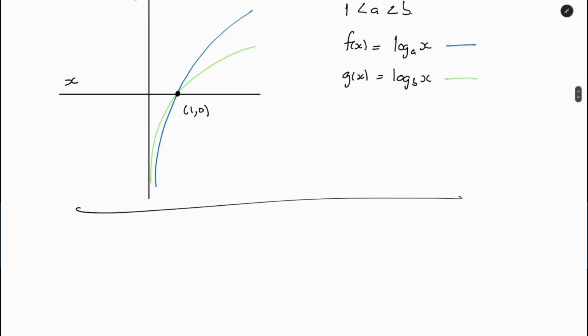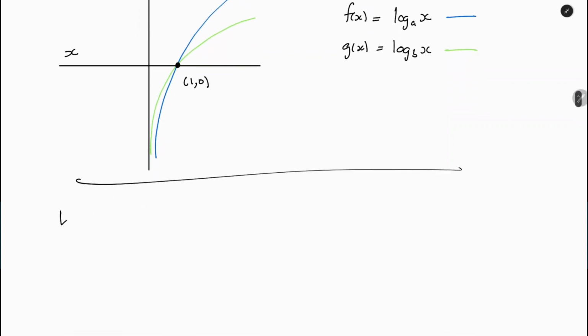Now, let's consider something else. Let's consider the graph f of x equal to log base 1 over a of x. Remember here a is still greater than 1, so what we have here is a fraction value less than 1. We also want to know what this graph looks like.